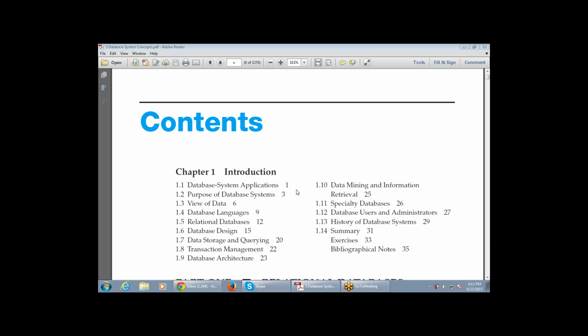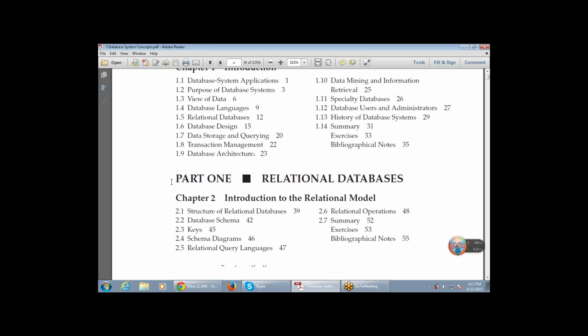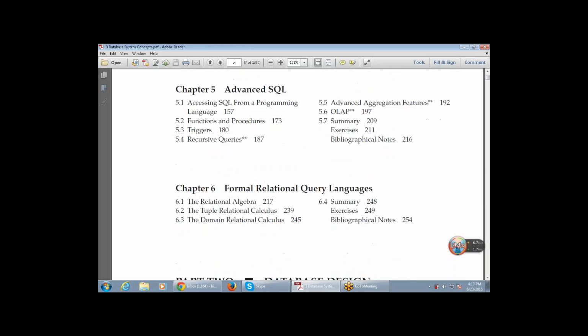So let's start with the content. There are different chapters in this book, and we can see the different categories. First is the introduction, chapter number 1, which introduces the database: what a database is and how it looks. Then Part 1 is relational databases: what a relational database is and how it is used, the meaning of the relational model, database schema, keys, schema diagrams, and so on. Then the next chapter is SQL. So we have studied these various parts.